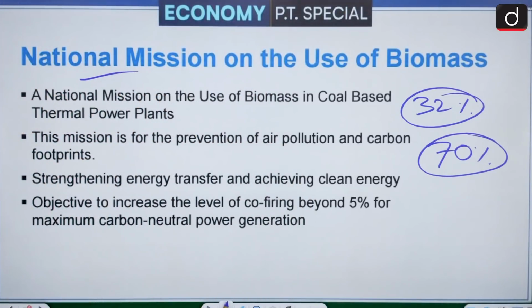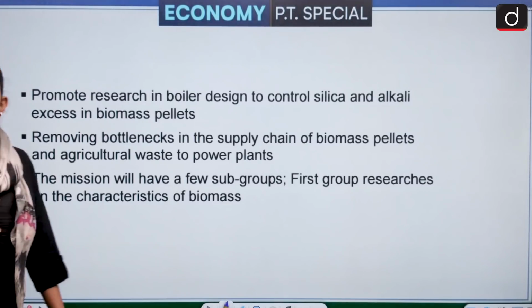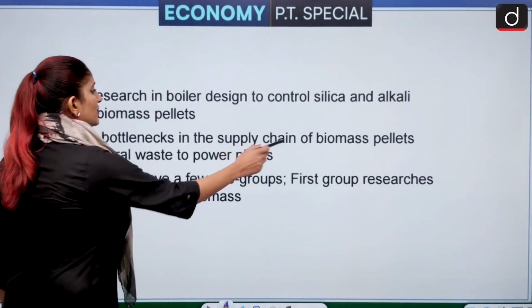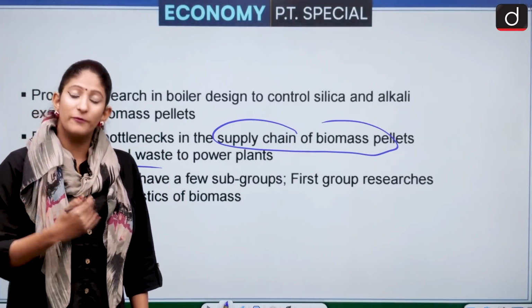So, National Mission on Use of Biomass in coal-based thermal power plants has been launched. This mission is for the prevention of air pollution and carbon footprints, strengthening energy transition and achieving clean energy. The objective is to raise the level of co-firing beyond 5% for maximum carbon neutral power generation, promote research in boiler design to control silica and alkali excess in biomass pellets, and remove bottlenecks in the supply chain of biomass pellets and agricultural waste to power plants. That means there should not be any hurdle in the supply chain. Everything should be seamless and free-flowing.